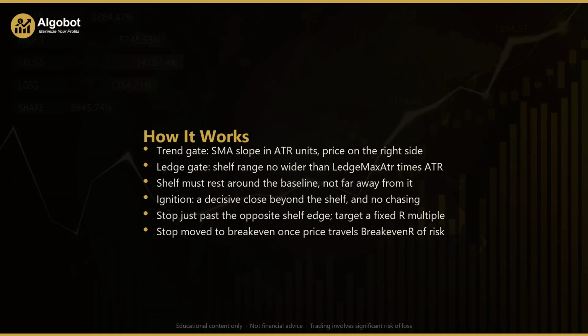For a long, the stop is placed just below the shelf low, offset by a small ATR buffer, and the initial risk is the distance from entry to that stop. The take profit is set at the risk-reward multiple of that risk, defaulting to 1.6. The short side places its stop just above the shelf high. Finally, once price has traveled BreakEvenR of the initial risk in the trade's favor, the stop is pulled up to the entry price, reducing the remaining exposure on that position.